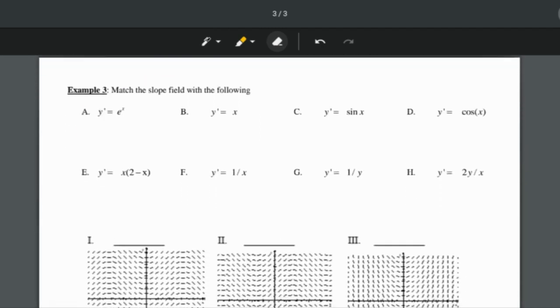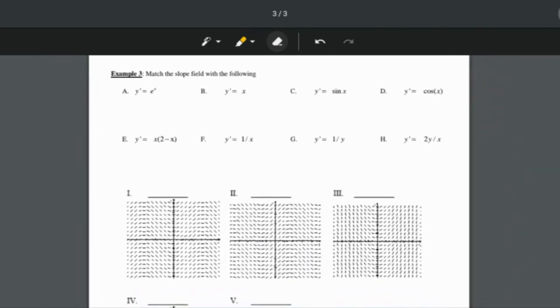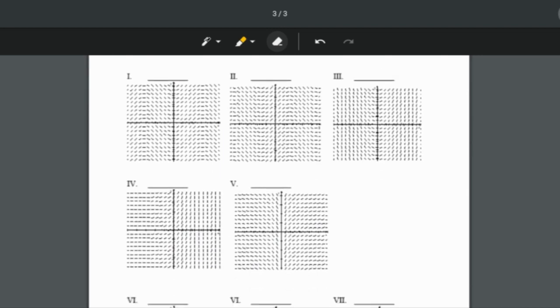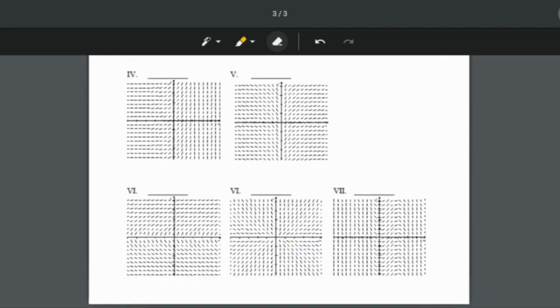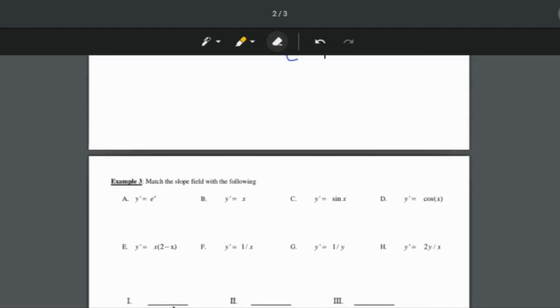All right, now we have some multiple choice here, or matching. It says match each slope field with the following. So notice what we are given. We're given the derivatives. All of our equations are y prime. We have the derivatives, and then we have to match them to the slope fields. So let's just remember what these slope fields are.